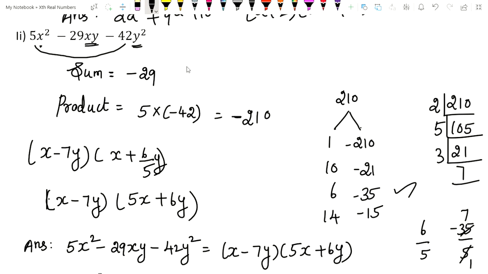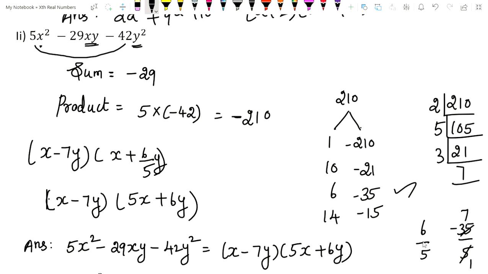I repeat this. Here sum equal to minus 29, product equal to minus 210. You write all the possible factors. After that, here sum is negative, product also negative, so bigger number negative, smaller number positive. So you just be alert with the sign. When we add minus 35 plus 6 only, we are getting minus 29. So this is the suitable factor for this given question.